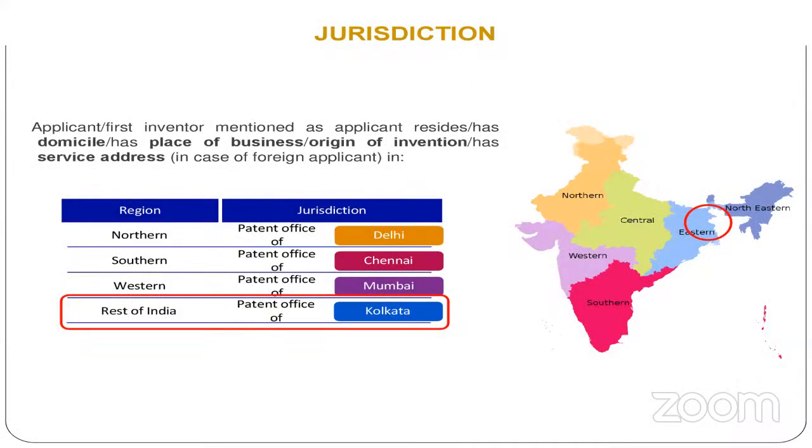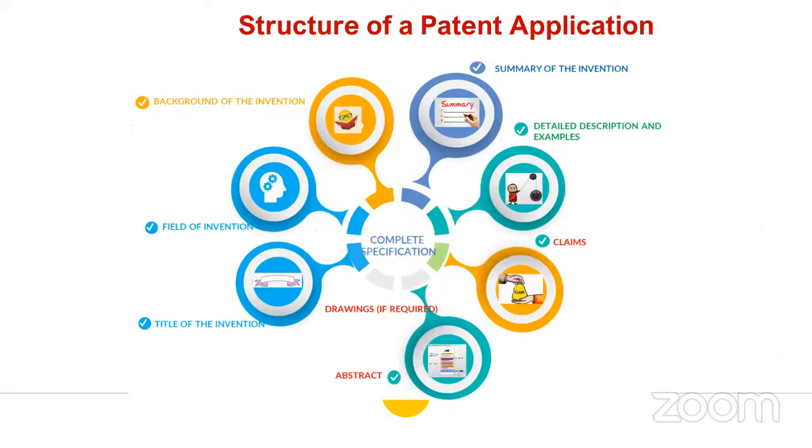Same, where do we file? In India, the applicant or first inventor mentioned resides, has domicile, has a place of business, or the origin of the invention or service address. Northern region can file their patent application in the Patent Office in Delhi. The southern region files in Chennai. Western can file the patent application in Mumbai. The rest of India can file their patent application in Kolkata. So this is the jurisdiction.